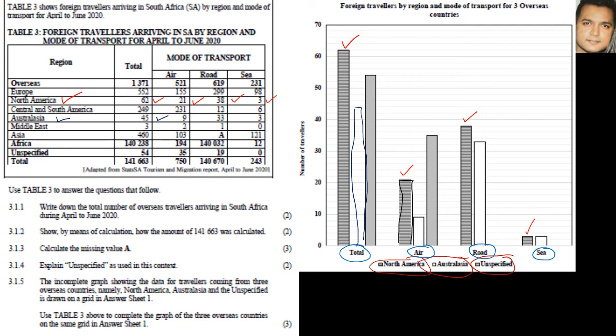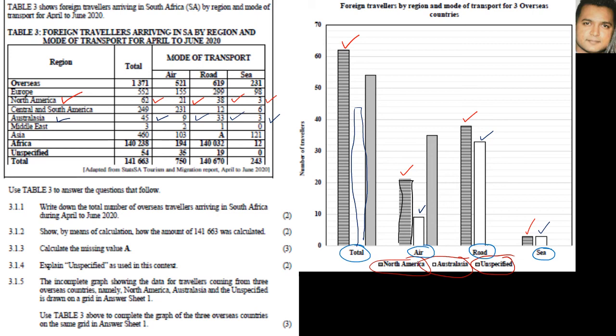Then if you look at the next one, under air we have 9. It's just below the 10 line, there's our 9 there. And the next one is the road, and the road amount would be 33. So let's look at this. Just above the 30 line, there's our 33 there. And lastly on that we have a 3. So let's go there, and you can see it's there. That's representing the Australasia.